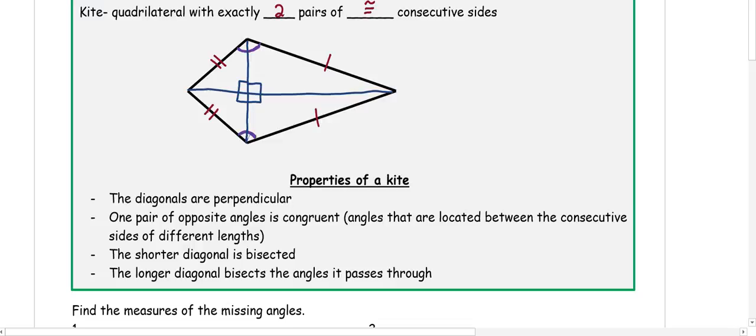The shorter diagonal is bisected. So the shorter diagonal is always going to be the one that passes through the congruent angles. And then the longer diagonal is going to bisect the angle it passes through. So we have angles over here congruent and these angles congruent. Now, the angles that are bisected are not congruent to each other. So the angle on the left over here is not going to have the same measure as the angle on the right over here.